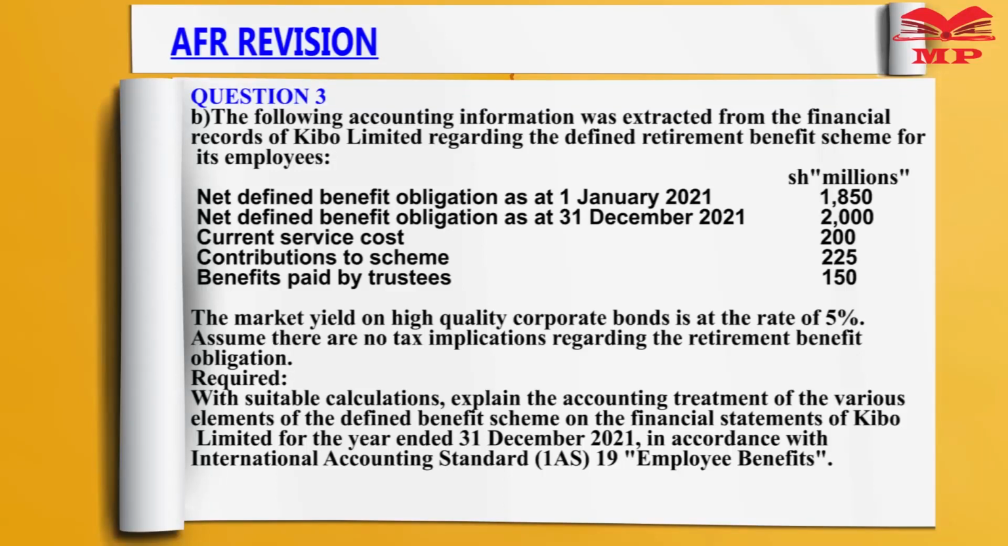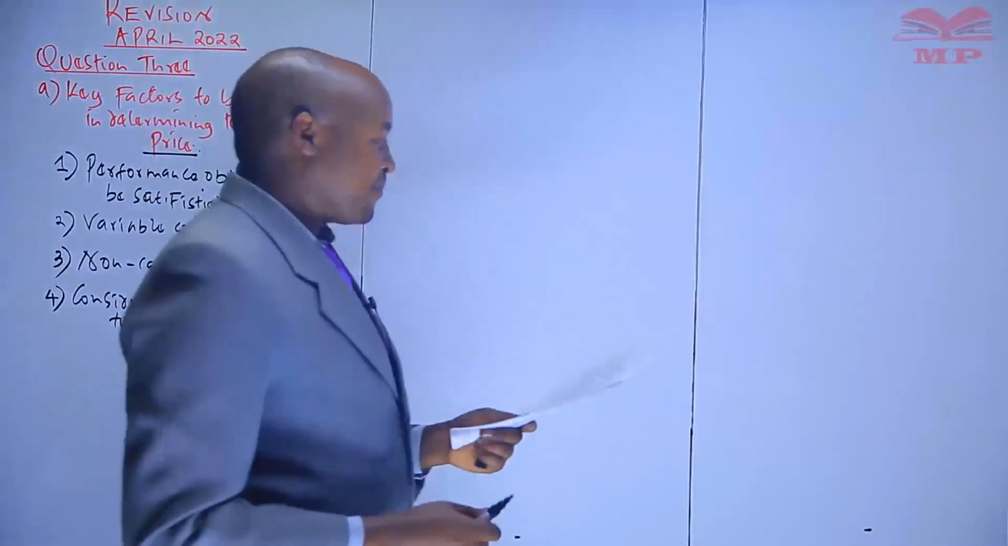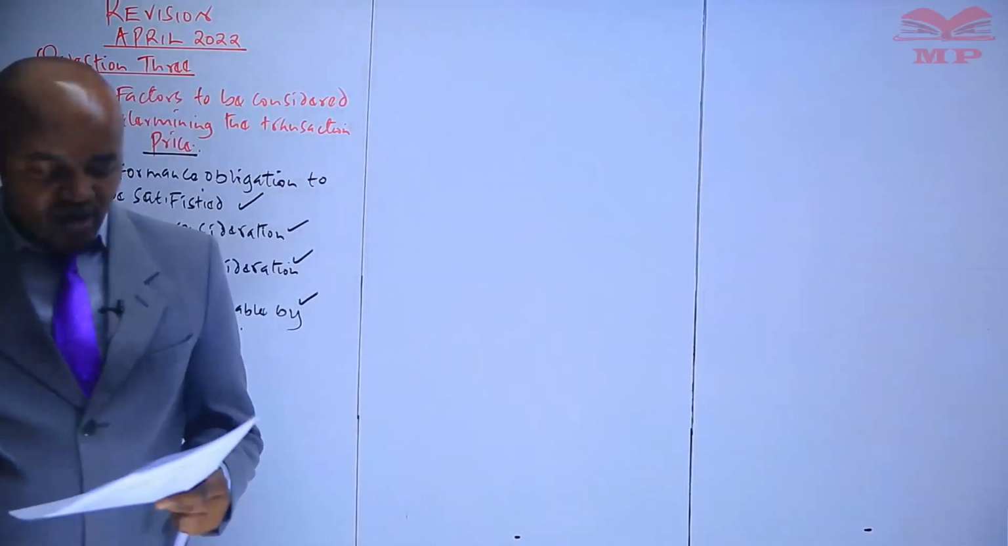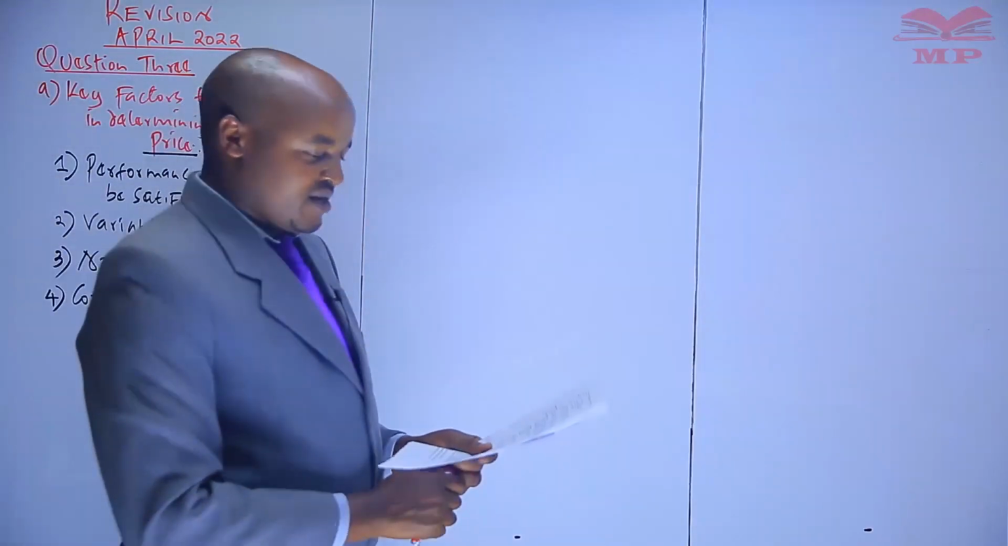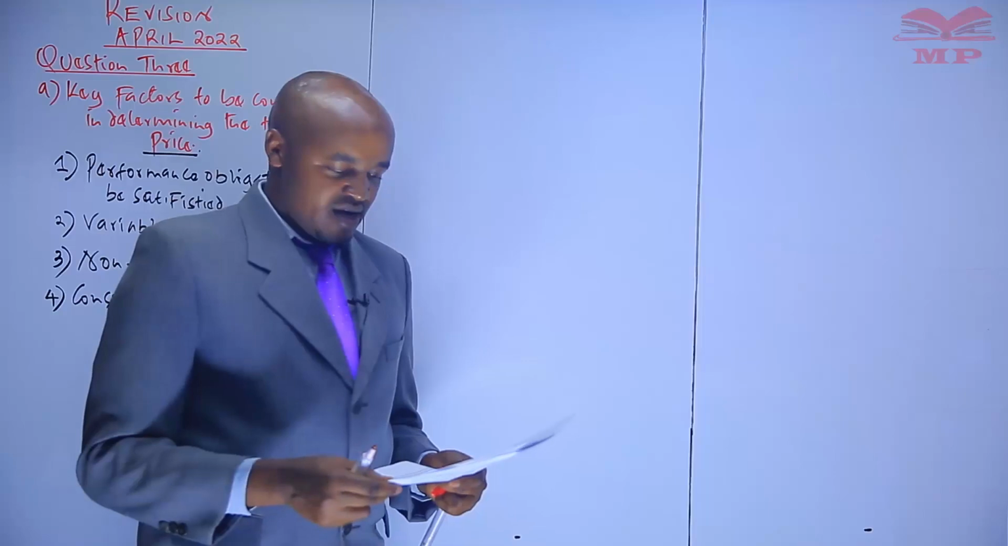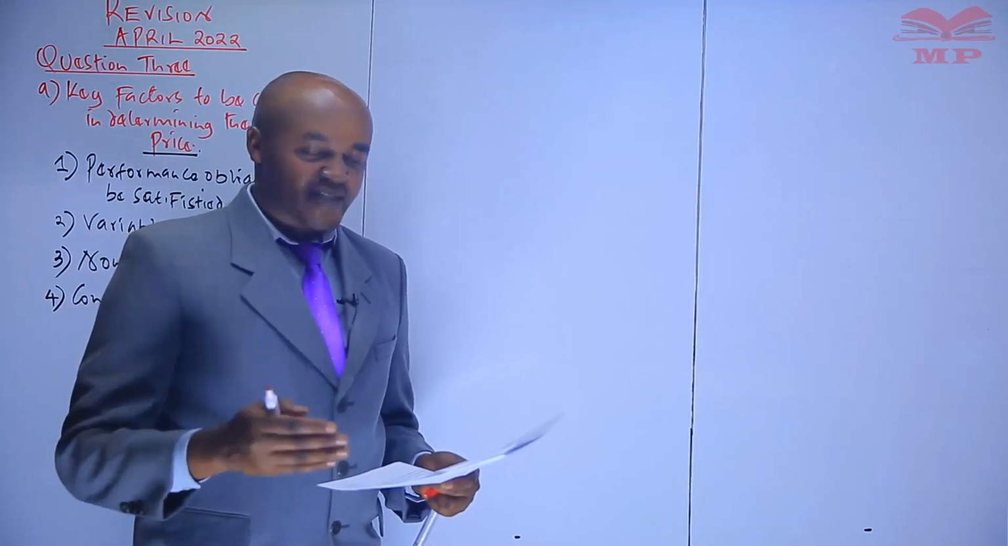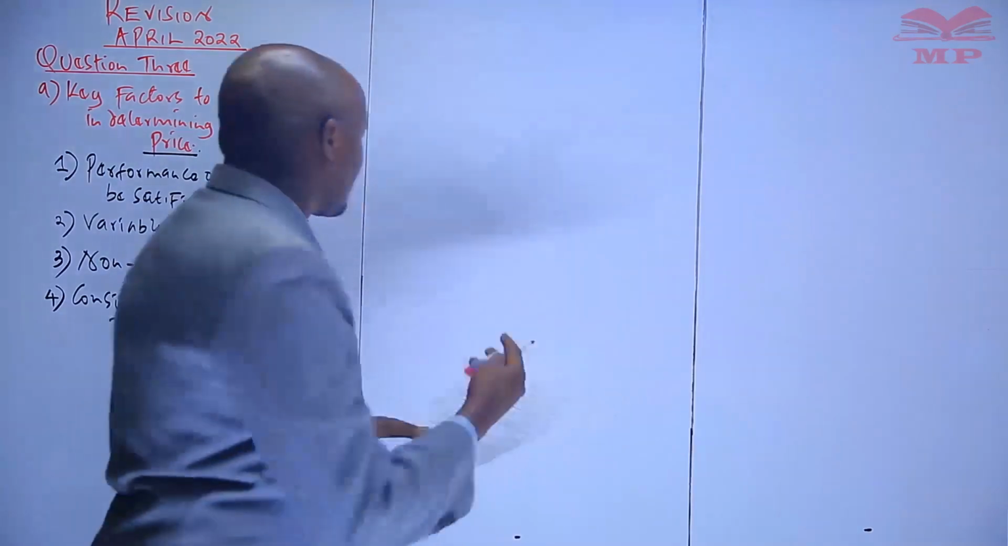So from that information, what the examiner required is, with suitable calculations, to explain the accounting treatment of the various items of the defined benefit scheme on the financial statement of Kibo Limited for the year which ended 31st December 2021 in accordance with IAS 19, which governs employee benefits. So using suitable calculations, we explain the accounting treatment of various items in the financial statement of Kibo Limited.